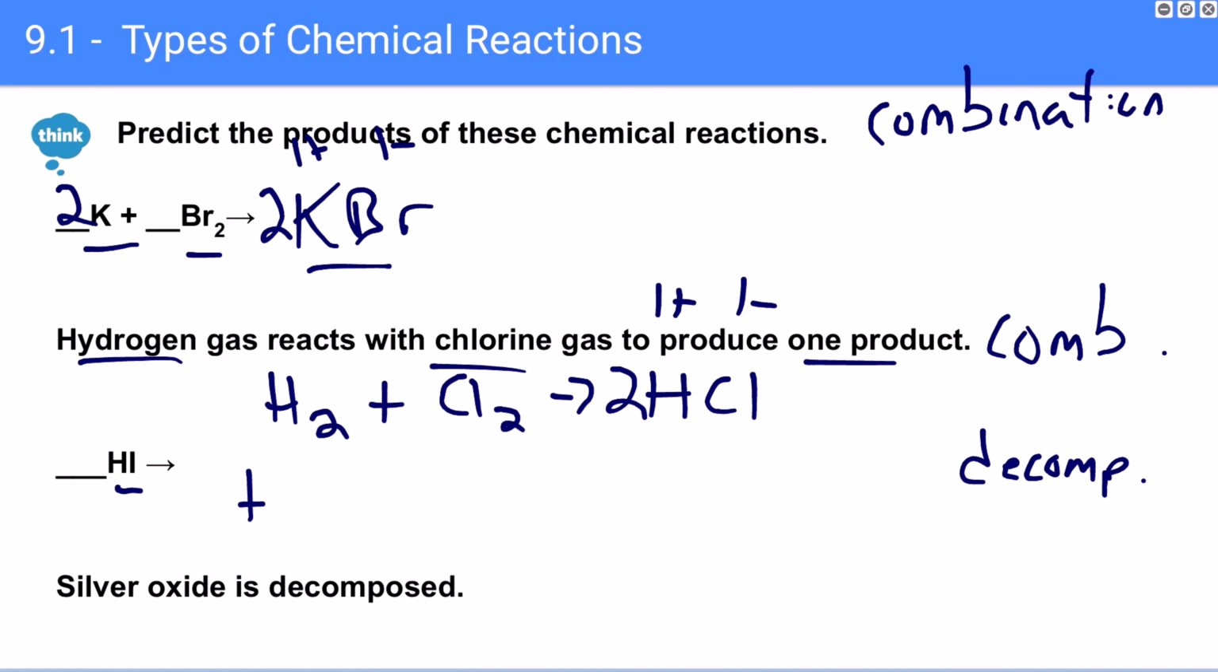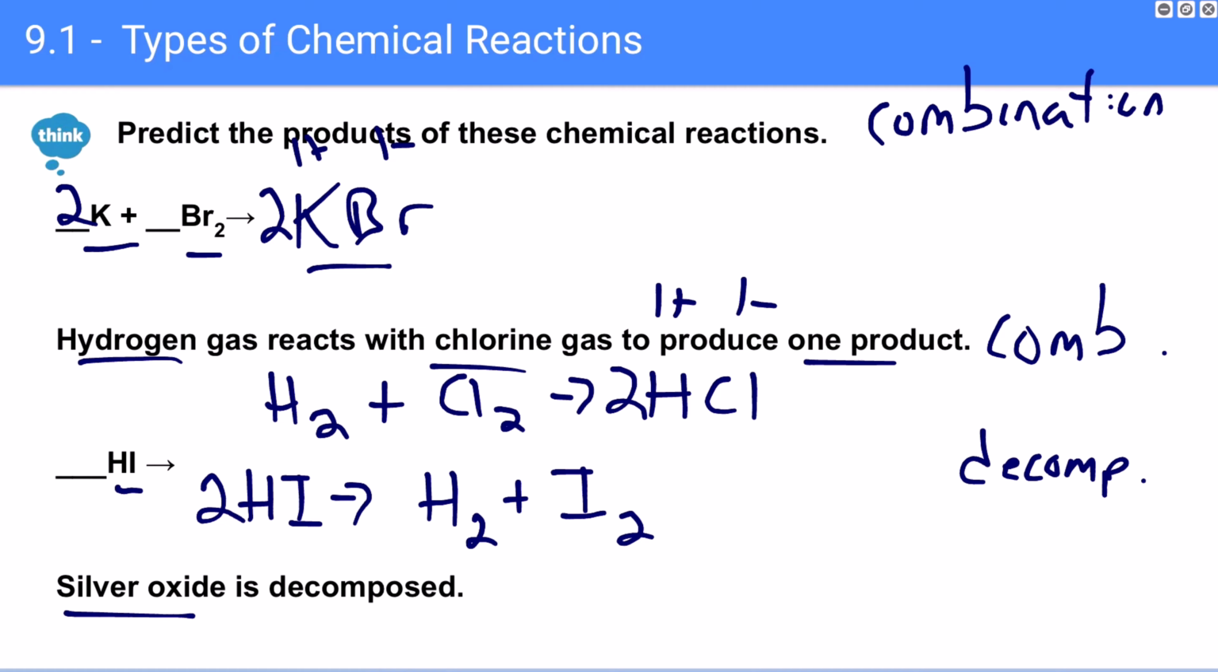So start off with HI, break it apart, now go back and check your charges. But remember, we're checking for diatoms as well. Hydrogen and iodine, both part of Brinkelhoff. Go back and balance.